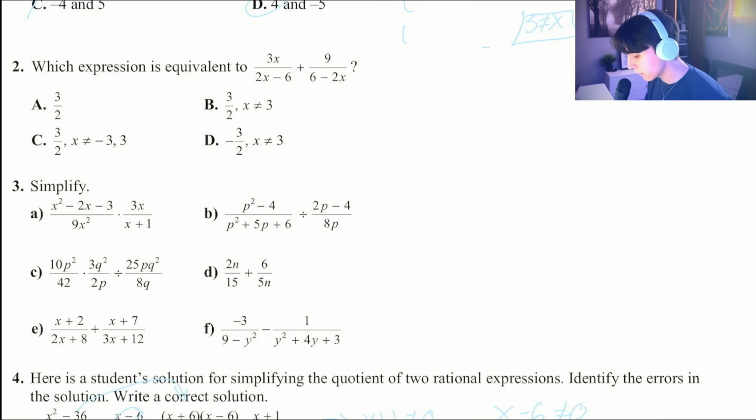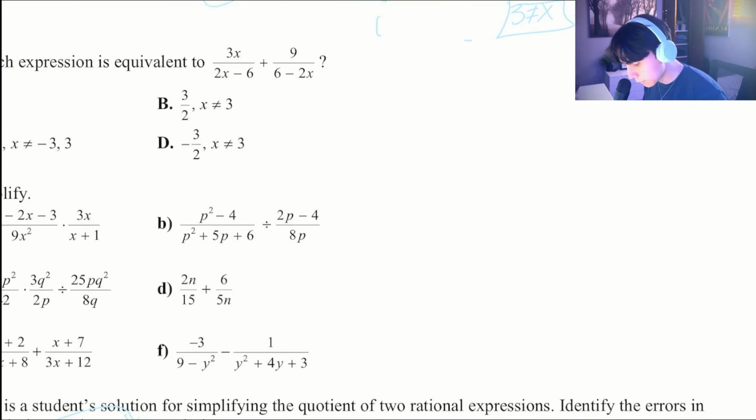Alrighty, question number 2 here. We're looking for an equivalent expression. So what we're going to do is simplify this expression here. The way we do this is we have 3x, and there's nothing we can factor out of the numerator, but on the bottom, we notice that there is a common factor of 2. So let's factor out a 2. You get x minus 3.